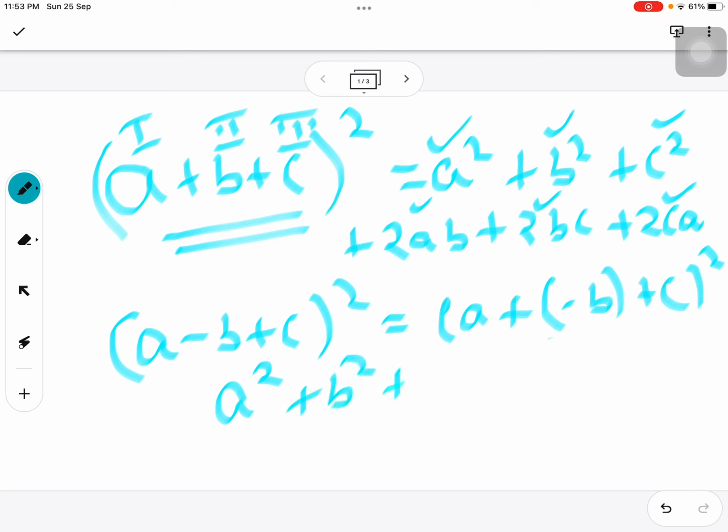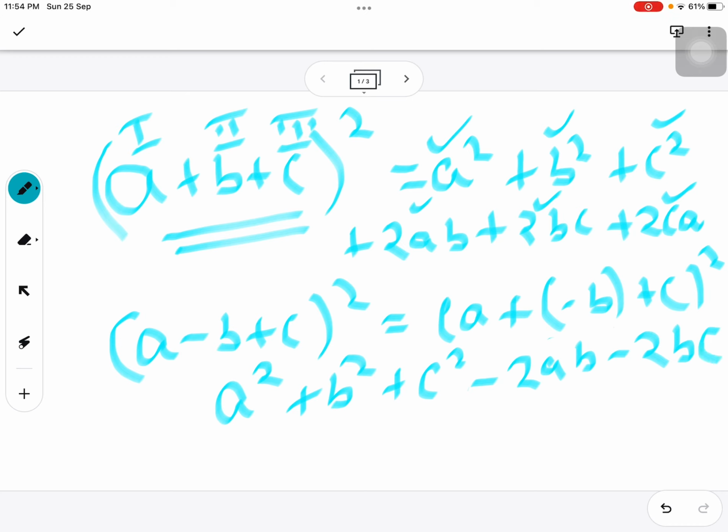Okay, plus third term square, c square, plus 2 into first term into second term. 2 into a into minus b is minus ab, not ab. That's where we get the difference. So it becomes minus 2ab. Okay, plus second term into third term. Minus b into c is minus bc, not plus bc. So that becomes minus 2bc.